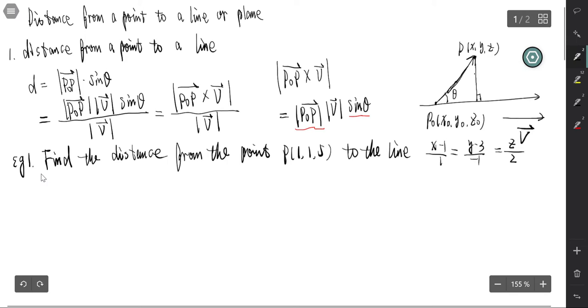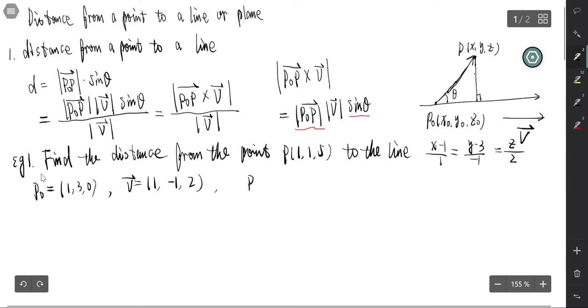From this equation, we know that the direction vector of the line is 1, -1, and 2. And the point on the line is 1, 3, 0. That is the symmetric equation of our line: x minus x naught, y minus y naught, and z minus z naught, so x naught, y naught, z naught is the coordinates of the point. The denominators are the coordinates of the direction vector, so the direction vector is 1, -1, and 2.